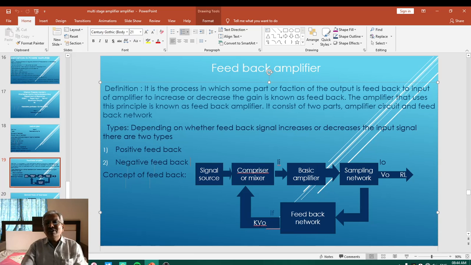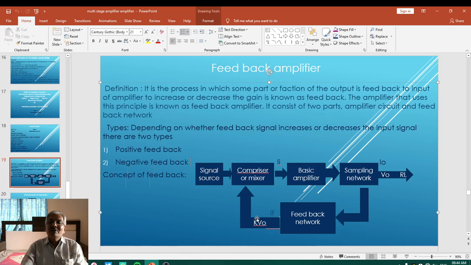If K is equal to 1, then the entire output is available. But what we are arranging here is that the value of K should be less than 1. If the value of K is less than 1, then the feedback is some part of the output voltage, or a fraction of the output voltage. That fraction of the output voltage is given to the mixer.